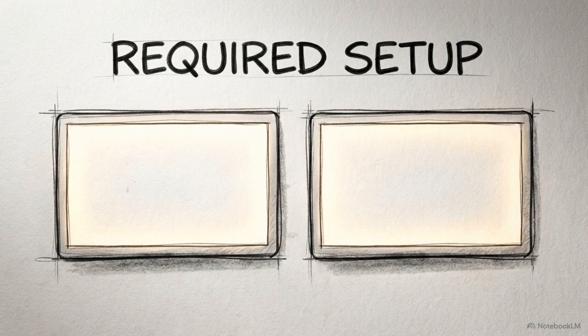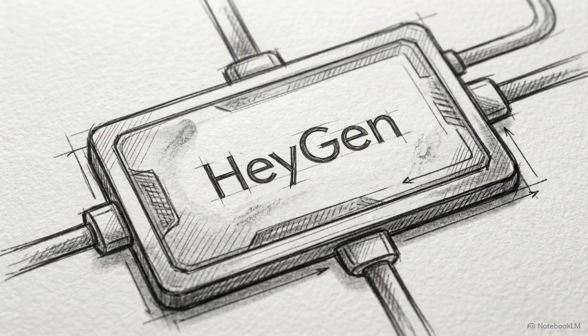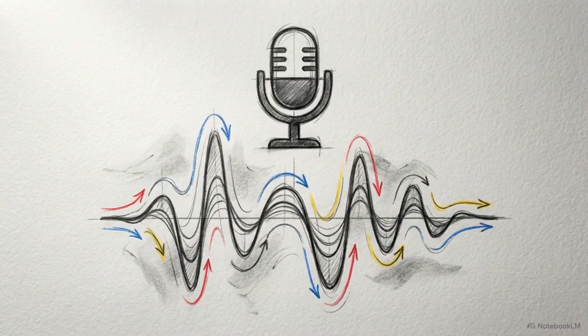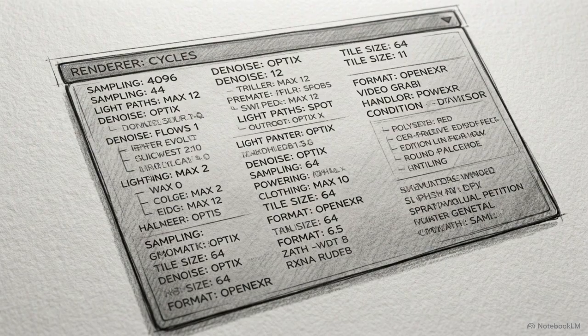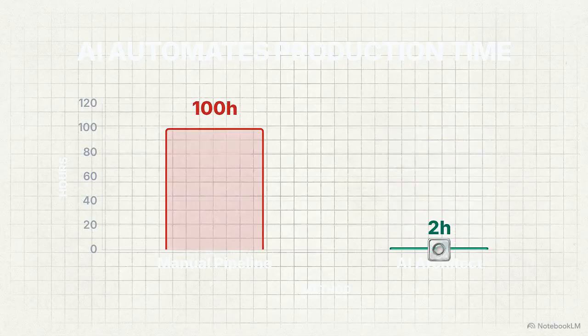Before we begin constructing the logic, you need to have two platforms prepared. First, a free SimAI account. Second, a HeyGen account with a saved custom avatar and one voice model. By setting this up, you eliminate the need to manually scrub through timelines or click through complex rendering menus. You shift your position from manual labor to system architect, reclaiming hundreds of hours of production time.